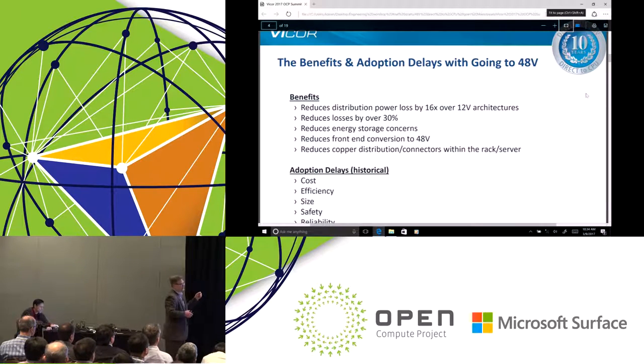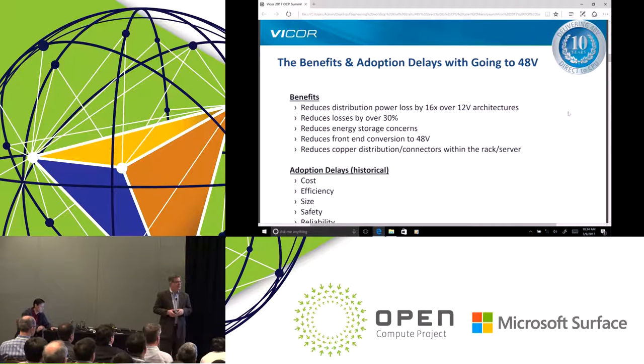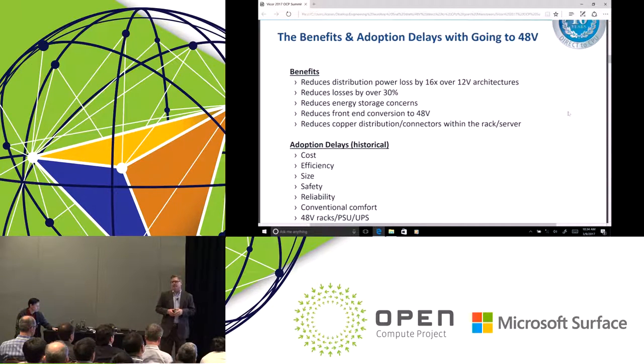Now last year, when Google made their announcement here at OCP, I think they cited a 30% savings overall in what they're doing, okay? So that included distribution losses, converter efficiency gains, et cetera, okay? Some of the other benefits of using 48 volts: it relieves the front end from converting down to 12 volts, to converting to 48. It also helps in the energy storage as far as flexibility and options there.